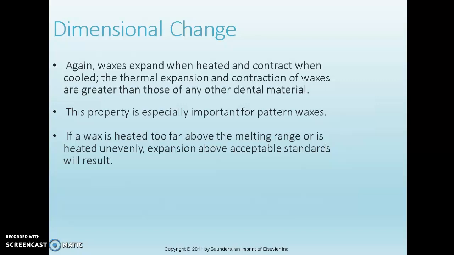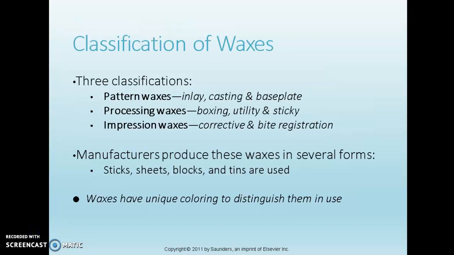If a wax is heated too far above the melting range or is heated unevenly, expansion above acceptable standards will result. There are 3 classifications of waxes. We have pattern waxes, processing waxes, and impression waxes. Pattern waxes are also known as inlay, casting, and base plate wax. Processing waxes are known as boxing, utility, and sticky wax. And impression waxes are known as corrective and bite registration wax.